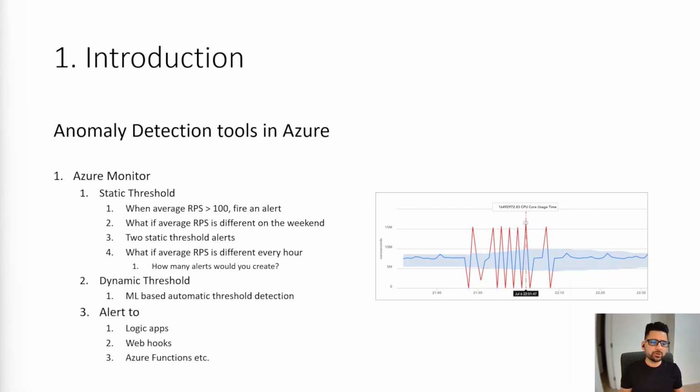An important thing to mention here is that when these alerts do fire, they can be sent to multiple destinations in Azure, like logic apps, webhooks, or Azure functions. So something meaningful can be done as a response to these alerts. Next, let's look at a more advanced tool available in Azure for detecting anomalies.